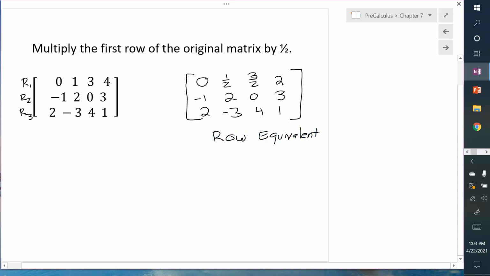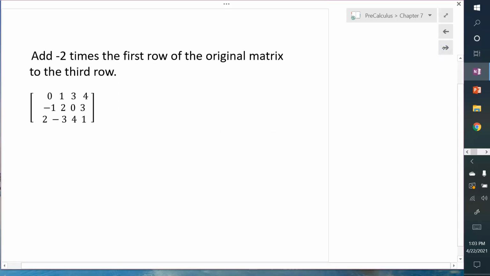So as long as I'm performing valid row operations, my new matrix is considered to be equivalent to the old one. Here's another one. This one is like what we've been doing. We're going to add -2 times the first row of the original matrix to the third row. And as you recall, we would just say, okay, -2 row 2 plus row 3. That's what we're doing. So let's go ahead and do that.